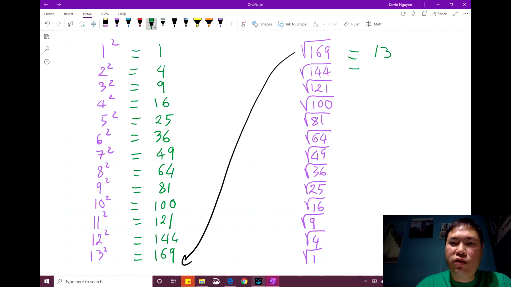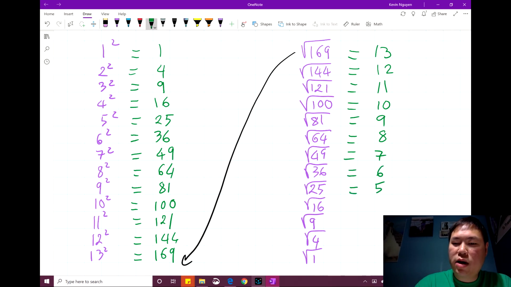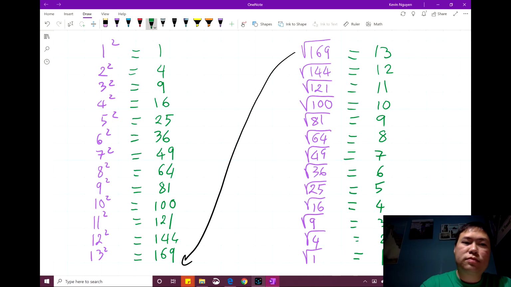And you can just refer back to the other side to know the answers. Where 144 is 12, 11, 10 for the square root of 100. The square root of 81 is 9, so on and so forth. I'm going to quickly write out these answers. 5, square root of 16 is 4, square root of 9 is 3, square root of 4 is 2, square root of 1, because 1 times 1 is going to be 1. These are the answers.